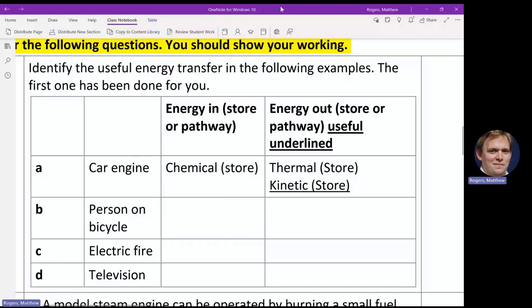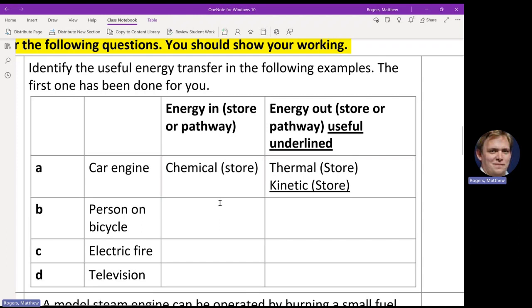Question 1 says, identify the useful energy transfers in the following examples. The first one has been done for you. So we've got the energy, and then we're going to say whether it's a store or a pathway. The energy is out, and then the useful form of energy underlined.